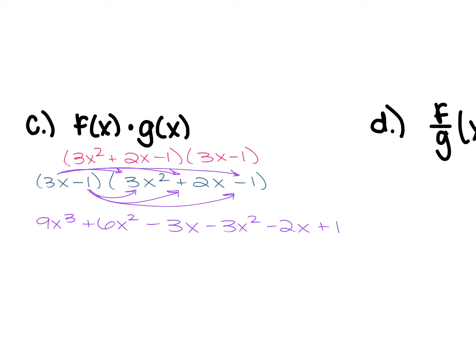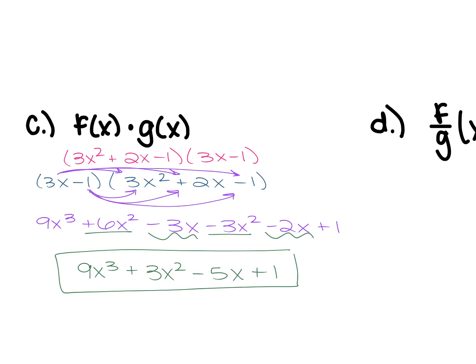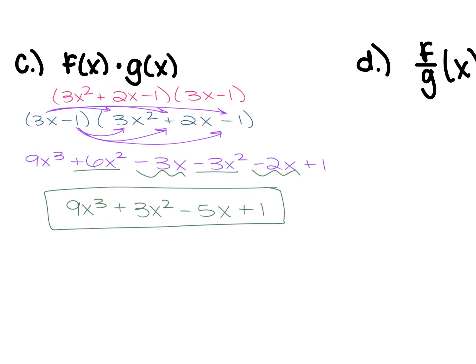From here, combine your like terms. Your 9x cubed drops down. You have 6x squared and negative 3x squared, which gives you a positive 3x squared. Then you have negative 3x and negative 2x, which is negative 5x. And then lastly, that positive 1. So your f of x times g of x is just 9x cubed plus 3x squared minus 5x plus 1.